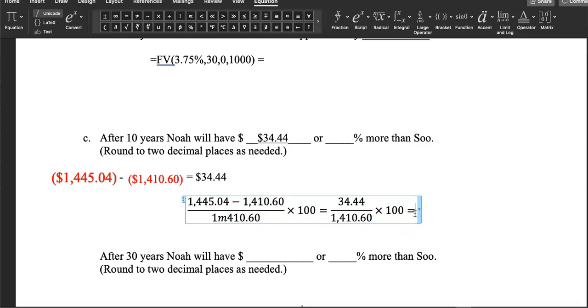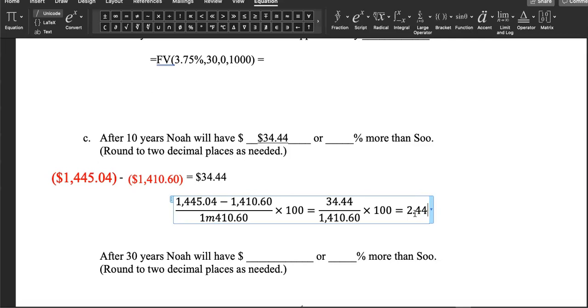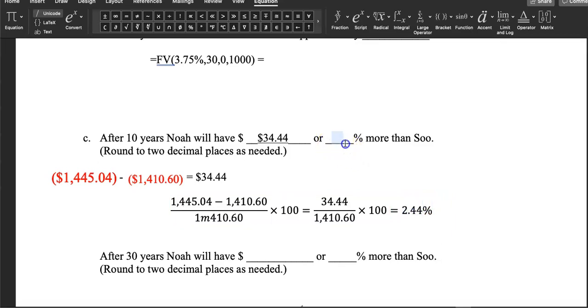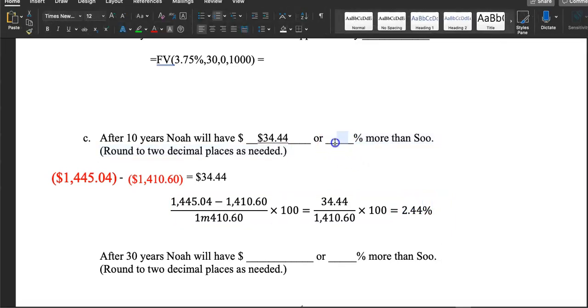1,410.60, and then multiply that by 100, and you will get approximately 2.44. And they said don't round it to the 2 decimal places. The next number for me was 441, so I'm going to stop right there and tell them the answer is 2.44. Okay, the answer is 2.44% more than Sue.